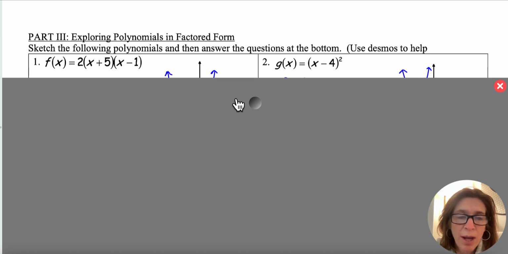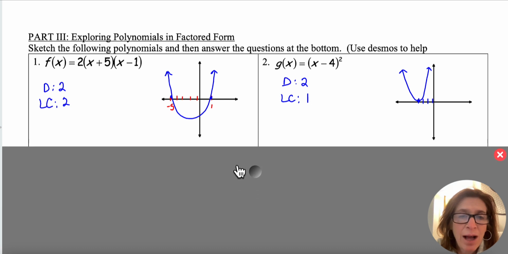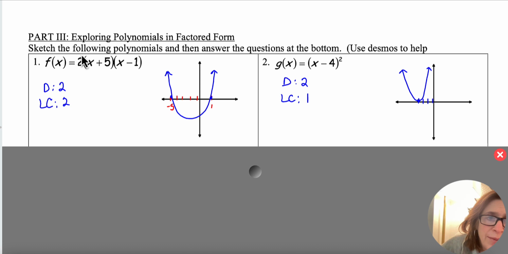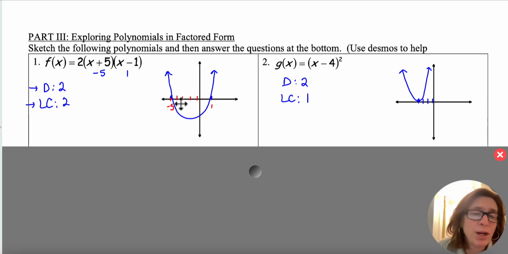So for this first one, you can see I have x-intercepts at -5, I'm going to write that down so you can see it, and 1. I do want to always look at the degree. This was a degree 2 polynomial, and its leading coefficient was 2, so it was positive. All right, so this is a quick sketch of the graph. We're not looking for anything more than that, no more points.